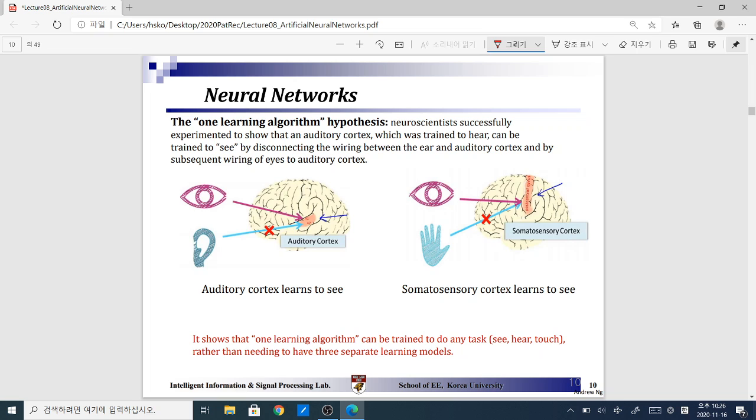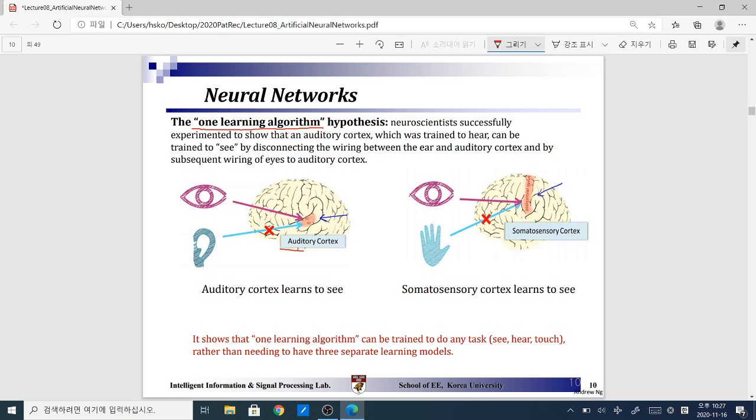So let's now describe the artificial neural net model and, as I said before, how it mimics that of the human brain. The emphasis here is that we think there is one learning algorithm, which is actually a hypothesis by neuroscientists, because they have done a couple of experiments to show that specific locations in the brain perform a specific perception or learning.